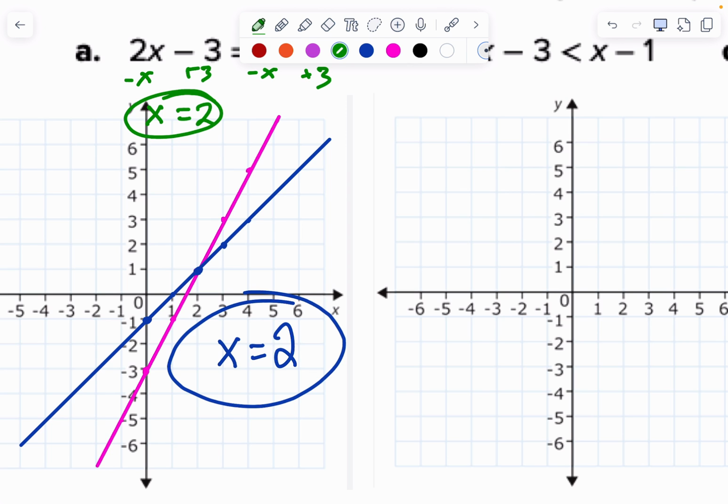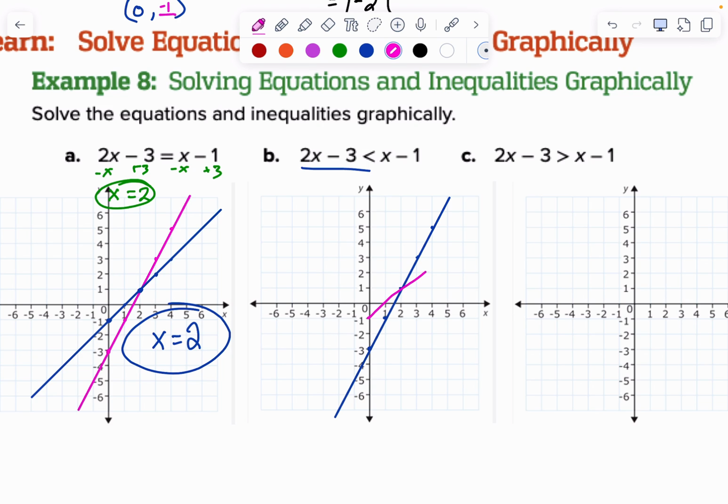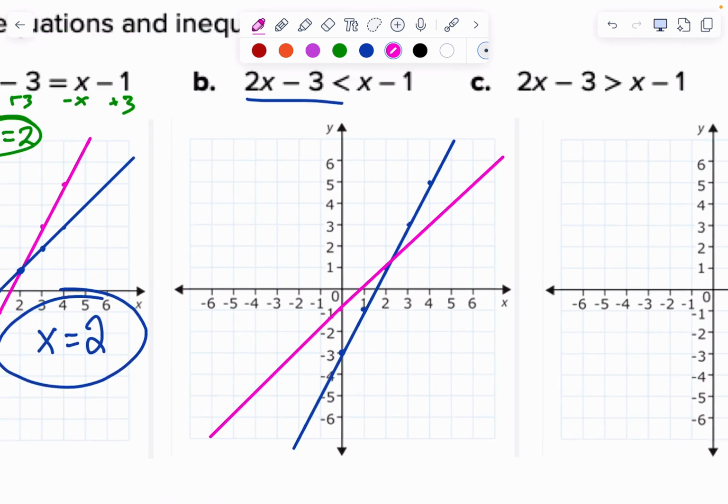Okay, next, let's do this one. 2x minus 3. Oh, that's the same functions again. 2x minus 3, up 2 over 1, up 2 over 1, up 2 over 1. There's that. And this one is minus 1, so we're going like this. Something like that, right there. Okay.